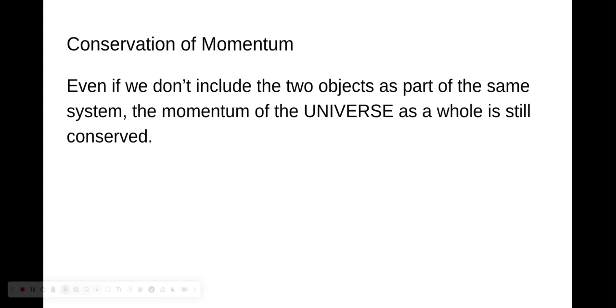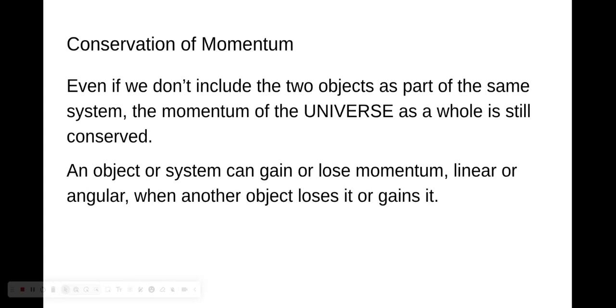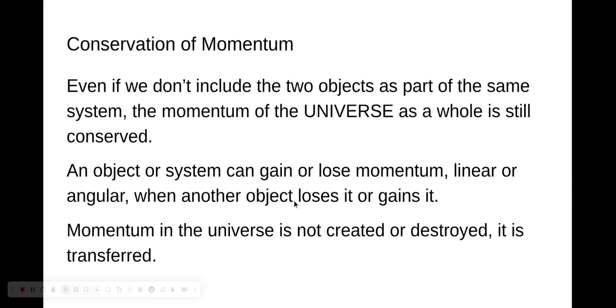But even if you didn't look at it that way, if you think about momentum as being some property the universe has, the total momentum in the universe, angular or linear, remains constant. So when one system picks up momentum, another system must lose it. If one system loses it, another one must pick it up. The total momentum in the universe remains the same. Okay, momentum is not created or destroyed. That's what the ultimate point of conservation principles means.